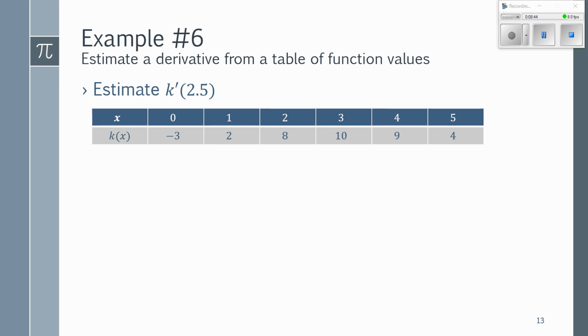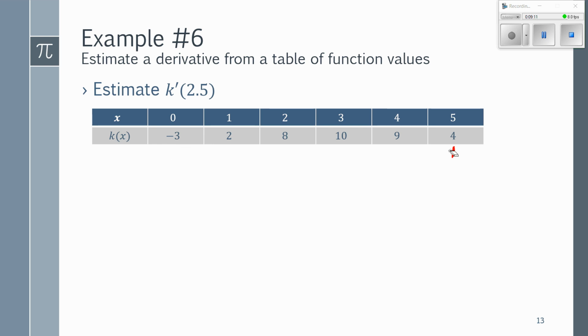So now it's a matter of which 2 points do I pick? Because technically, I could pick x equals 0 and x equals 5, and if I find the slope between those 2 points, that does give me an estimate for k prime of 2.5. It's just not the best estimate I could get. And they're going to want the best estimate we can get. Well, that is the slope between 2 points, but I haven't moved them as close to 2.5 as I can.